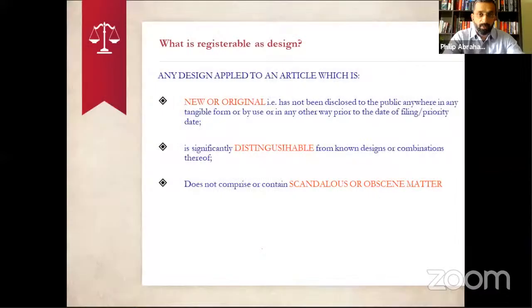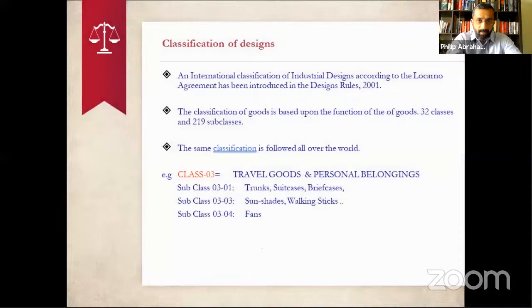So, what is registrable as a design? Any design applied to an article which is new or original, that is, has not been disclosed to the public anywhere in the world, in any tangible form or by use or in any other way prior to the date of filing the application or the priority date. So if the design has been disclosed in any form, your design application cannot be filed. It must be significantly distinguishable from known designs or combination thereof, and not comprise or contain scandalous or obscene matters.